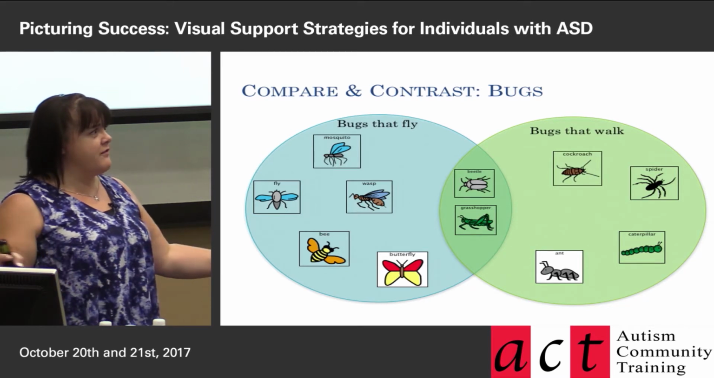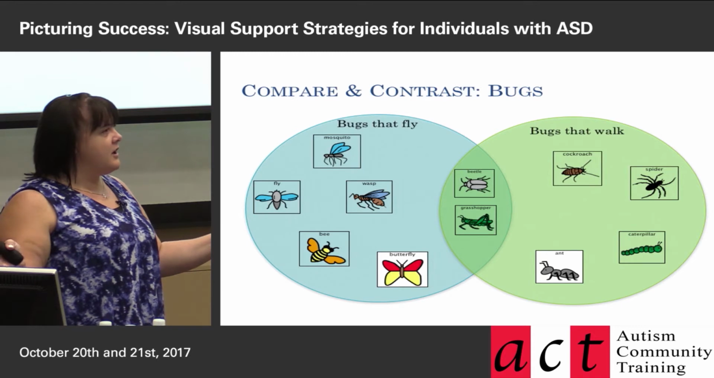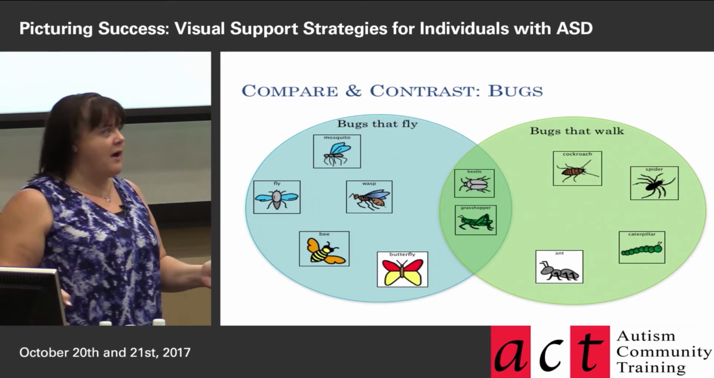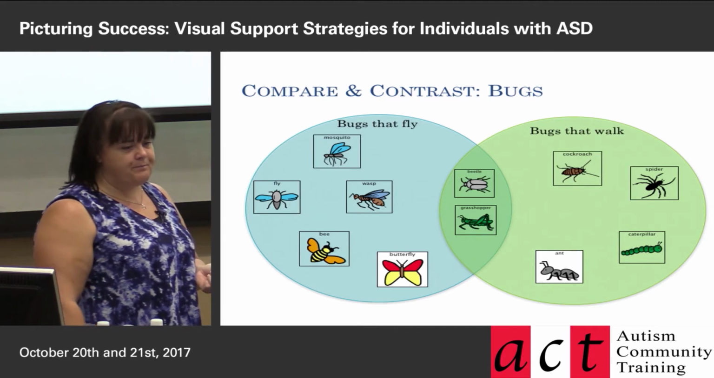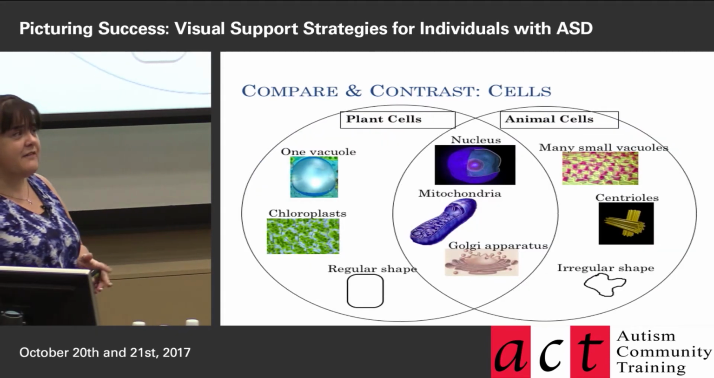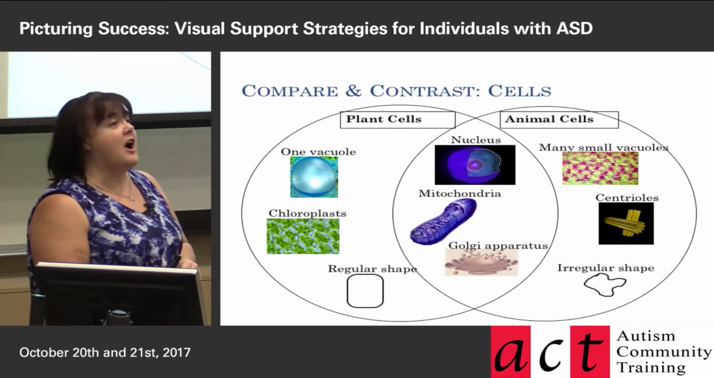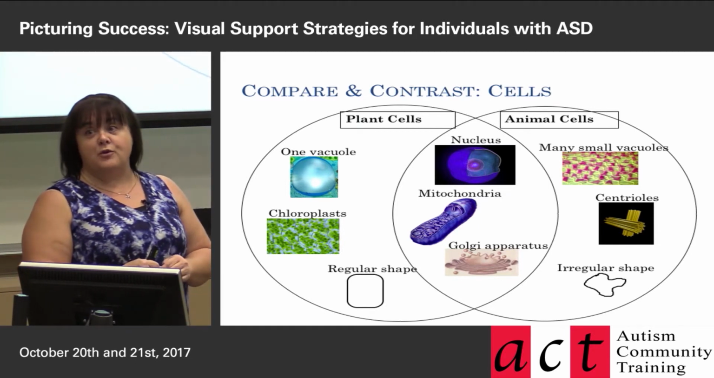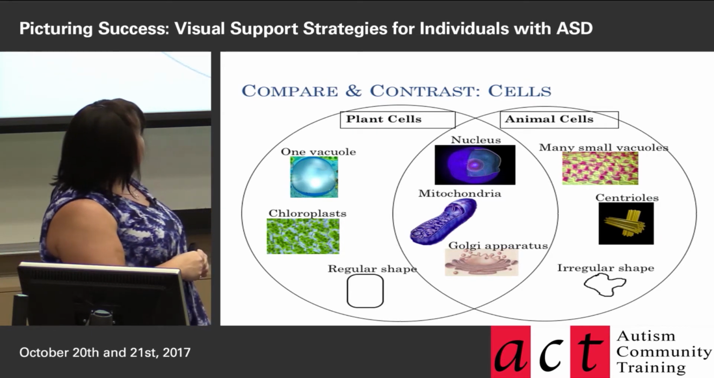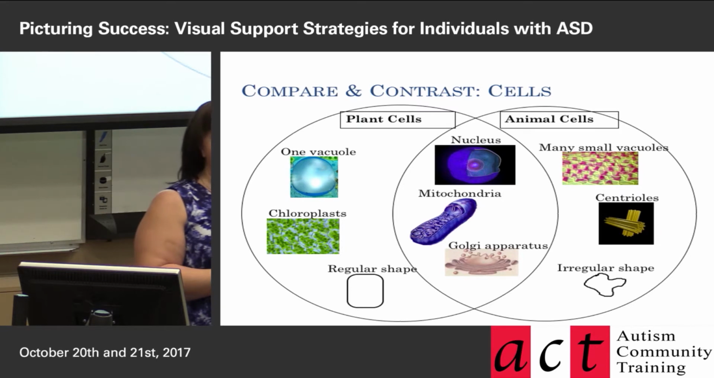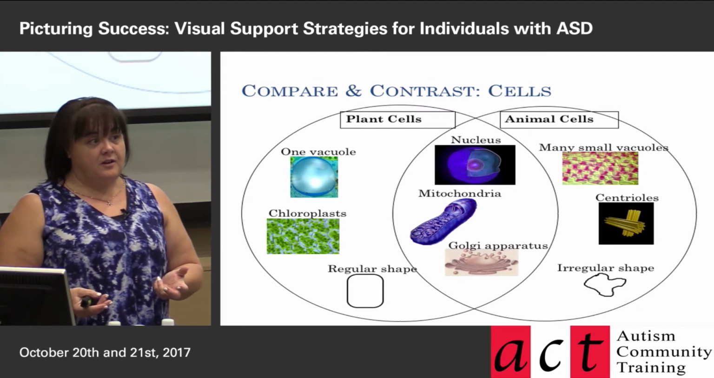I used to keep a plethora of highlighters of different colors so that we could color code and make an adaptation that way, sort of in the heat of the moment, if we discovered that we needed it. This is another example of compare and contrast for cells. This is something that I put together for a high school student who was doing the lesson on cells and needed to compare and contrast, so we did a Venn diagram. And again, if this student had needed it, we could have color-coded this to make it easier.